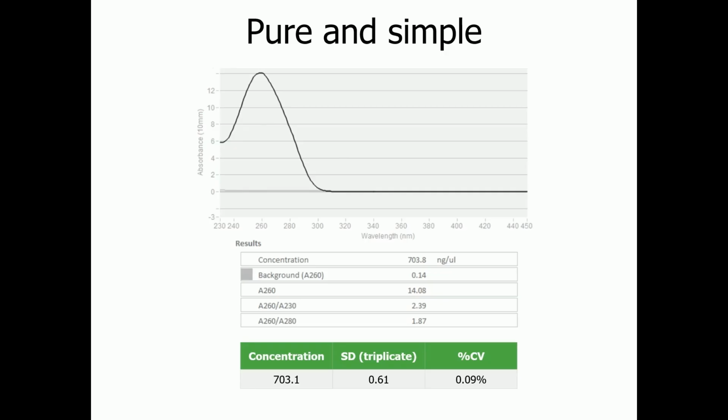We can see the expected peak maximum at 260 nanometers, and the quality ratios are within the accepted range. For pure DNA, we'd expect an A260 over A230 ratio greater than 2 and an A260 over A280 ratio of about 1.8. Note the accuracy and the reproducibility. We're getting nice low standard deviations and percent CVs for these triplicate reads.